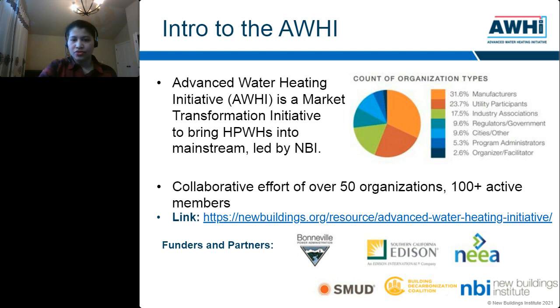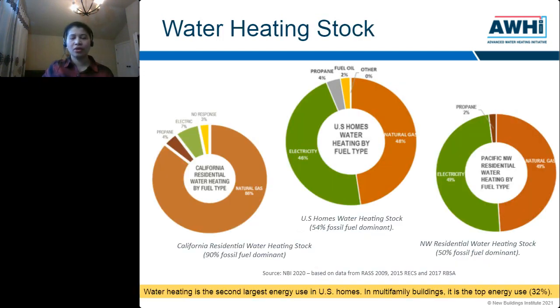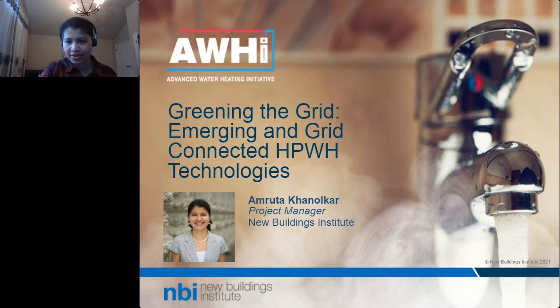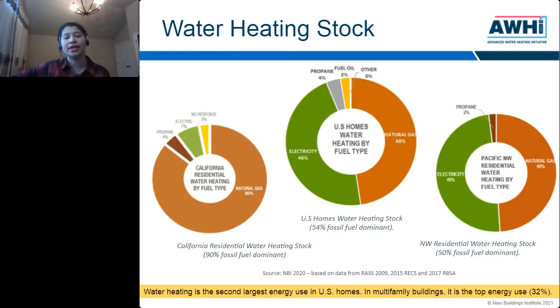I wanted to give you a quick context. Okay, so a quick context of the current water heating stock. Over 90% of the water heaters in California and 50% in the Northwest are directly burning fossil fuel for heating water. If you look at the national perspective, which is the graph in the center, about 54% of the water heaters are fossil fuel dominant.